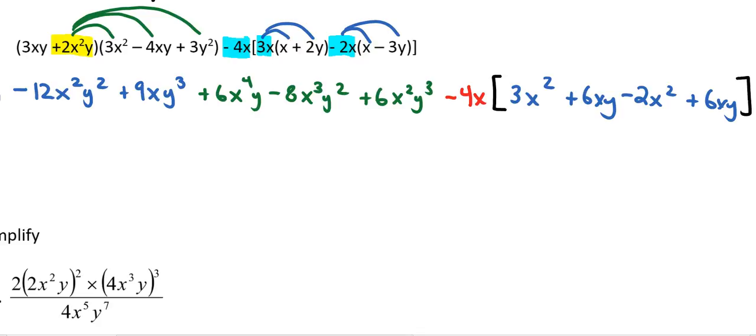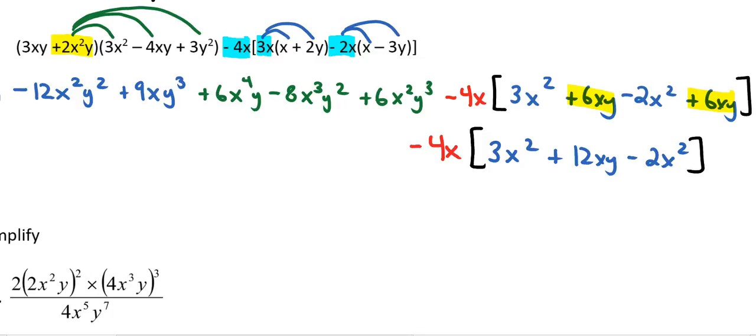Let's combine these terms right here. This positive 6xy and this positive 6xy. That's going to be 3x squared plus 12xy minus 2x squared. I will put that all in a bracket. The negative 4x can tag along. And I think everything else will just remain the same here. I don't see any like terms, so this will all just come down.